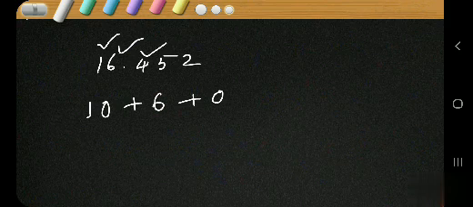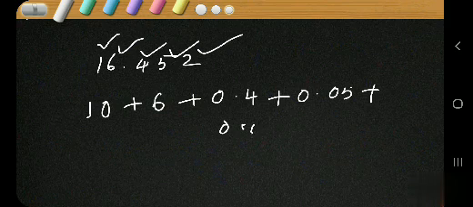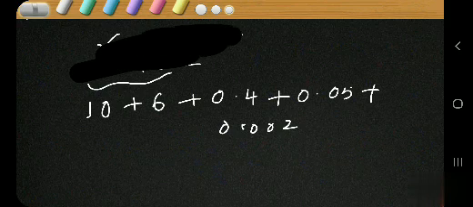Okay. So, first write place value of 1, 10, then place value of 6, 6, plus place value of 4, yes, 0.4, isn't it? Plus place value of 5, 0.05, plus place value of 2, 0.002. Except for all other places, zeros. Like that also you can think in mind. Okay, is it clear? Have you understood?